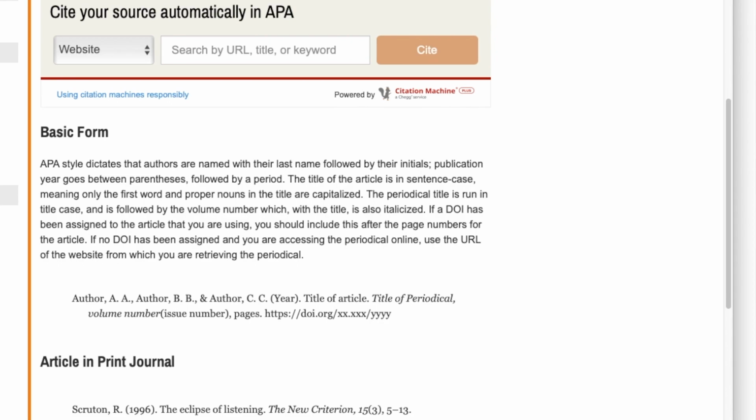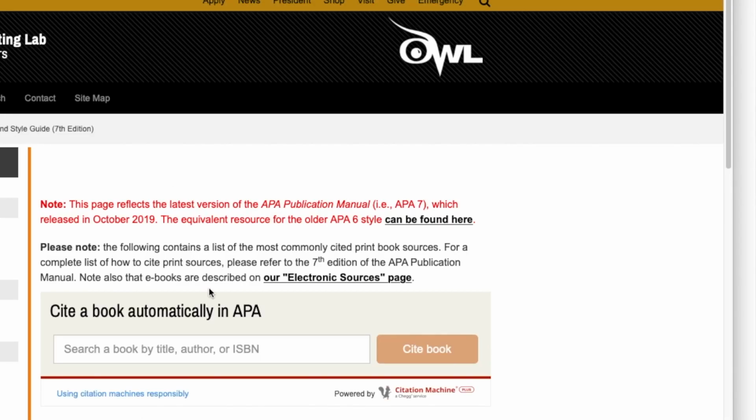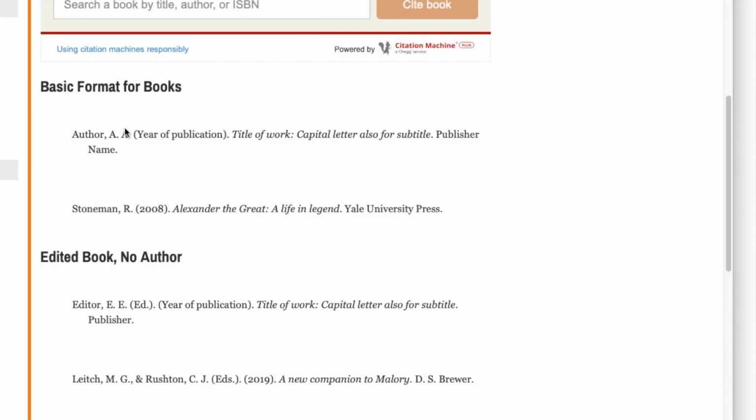Okay, moving on. Let's talk about books. Books are a little bit different than a scientific journal. If you have a book, you will publish the author, kind of similar, with first initial. If there's only one initial, only have one initial. Then year of publication, and then the title of the work is in italics. Different, right? So this is very easy. When we scan a references list, we can easily differentiate what's a book and what is a journal article. Capital letter also for a subtitle if there is a subtitle to this book, and then the publisher. For example, Stoneman, 2008, Alexander the Great: A Life in Legend, Yale University Press.